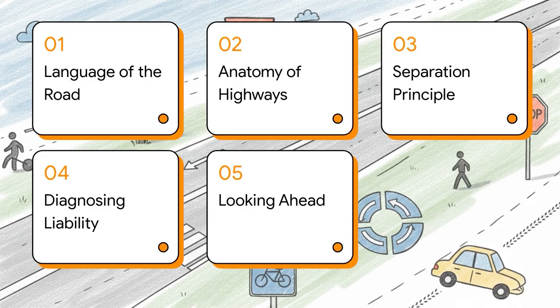So here is our roadmap for this explainer. We'll be going over the language of the road, the anatomy of public highways, the separation principle, diagnosing legal responsibilities, and finally, looking ahead to rules.